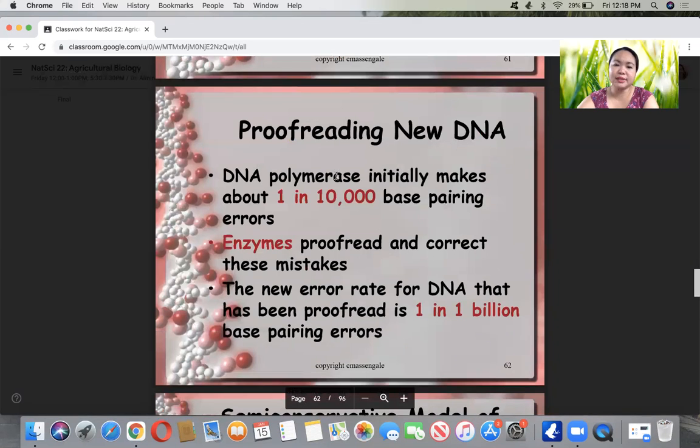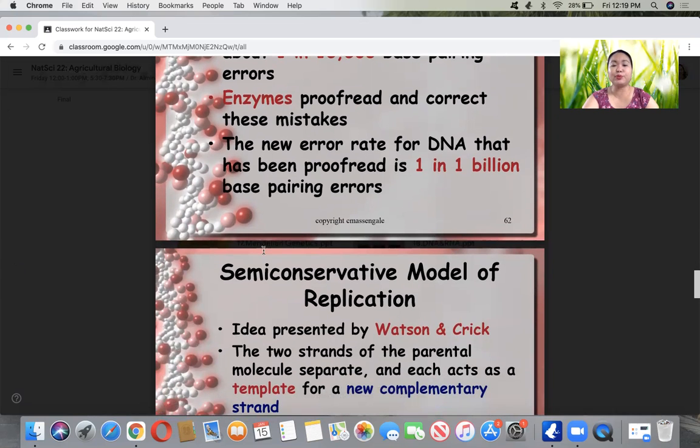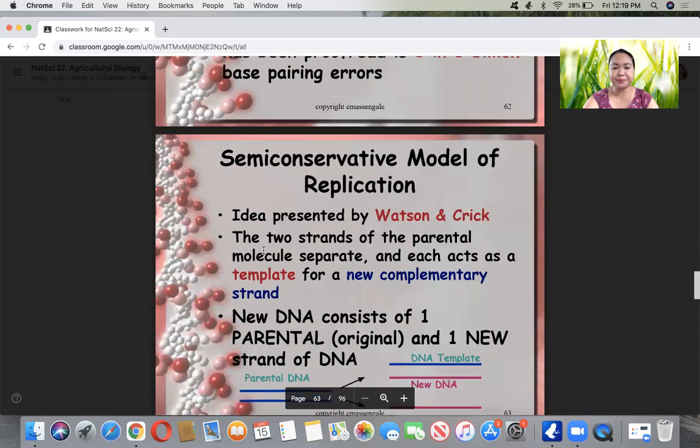So what is proofreading new DNA? DNA polymerase initially makes about 1 in 10,000 base pairing errors. An enzyme proofreads and corrects these mistakes. So the new error rate for DNA that has been proofread is 1 in 1 billion. Can you imagine that? 1 in 1 billion base pairing errors. But there is an enzyme that proofreads and corrects these mistakes.